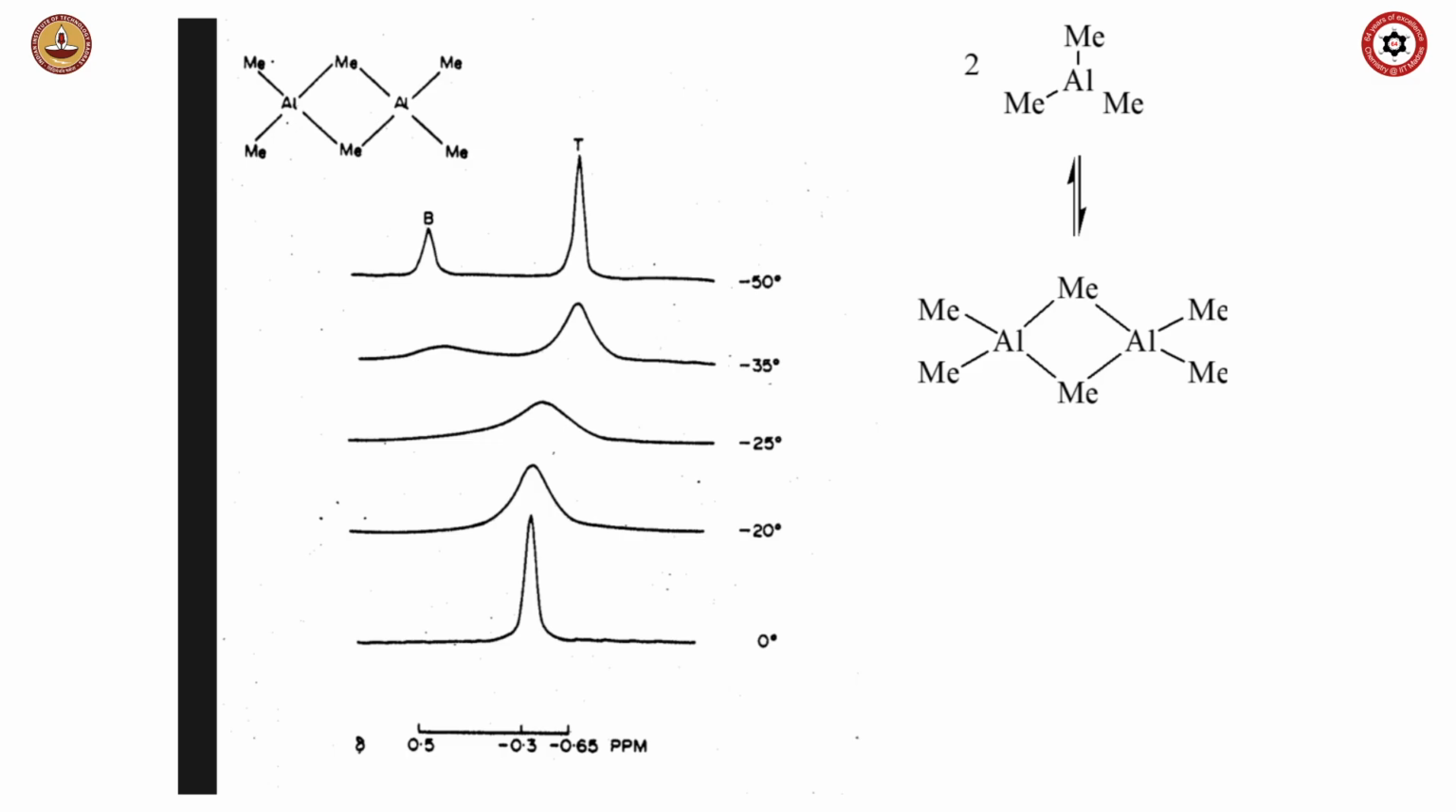When it is undergoing dissociation, all the methyls become equivalent. This is a planar trigonal molecule, and this will give a 9 hydrogen peak, a single peak here. A single peak of 9 hydrogen intensity is what is seen here.